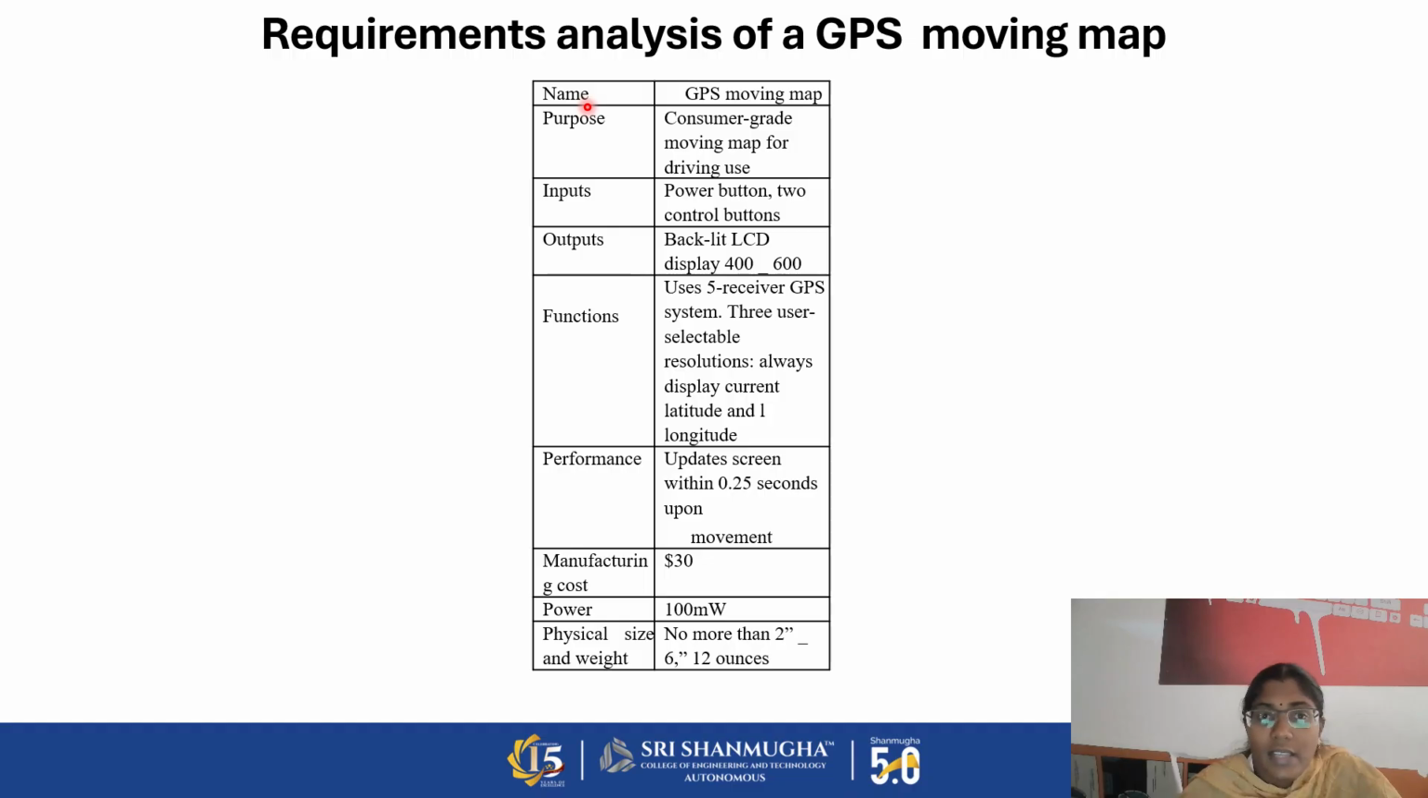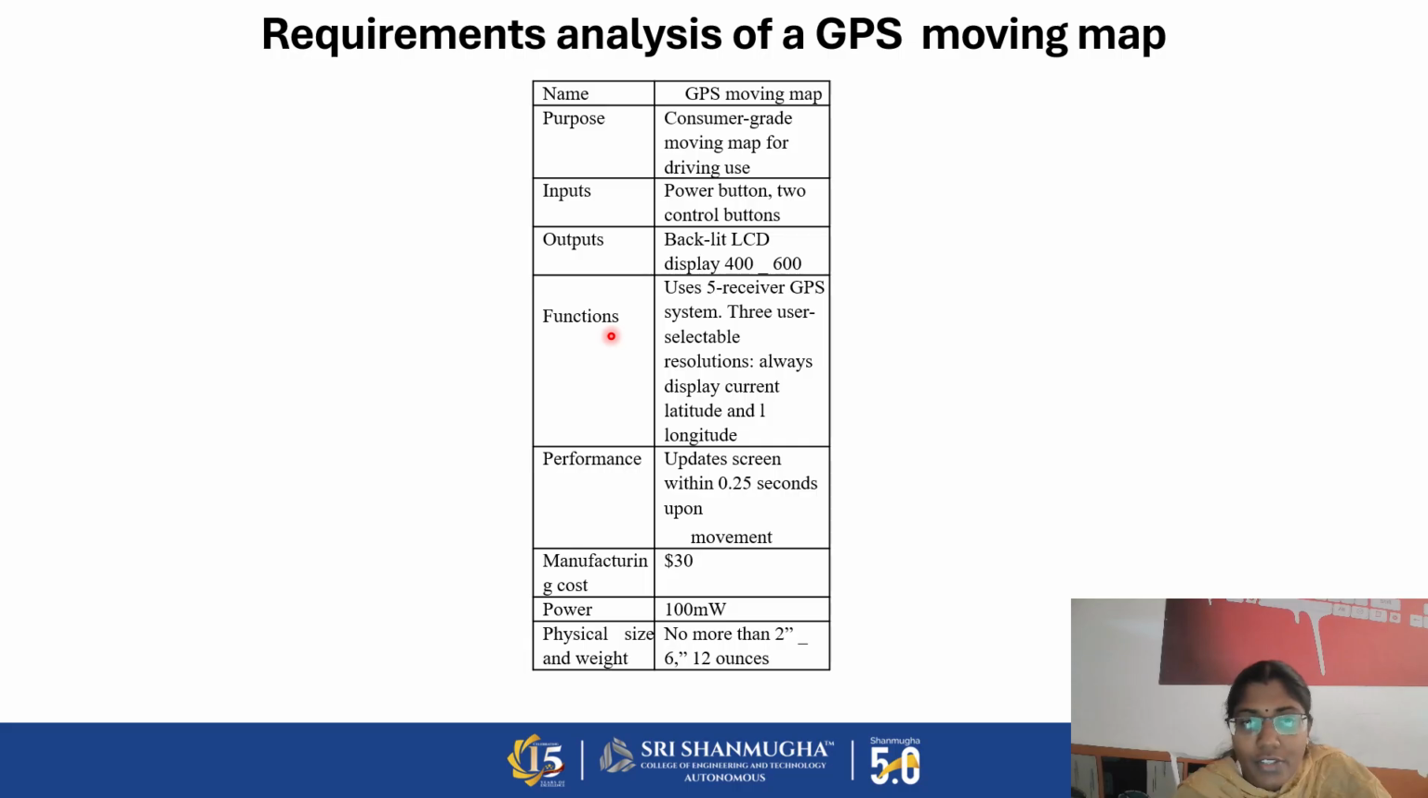Okay, so what is the name of your device? GPS moving map. For what purpose are you using the GPS moving map? For a consumer grade moving map for driving use. And inputs: what are all the inputs you want to give? You can have a power button and two control buttons. And what outputs do you want to get from your system? It can be a backlit LED display that should display your GPS moving map, right?